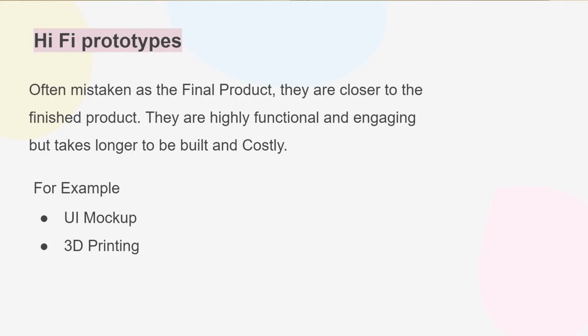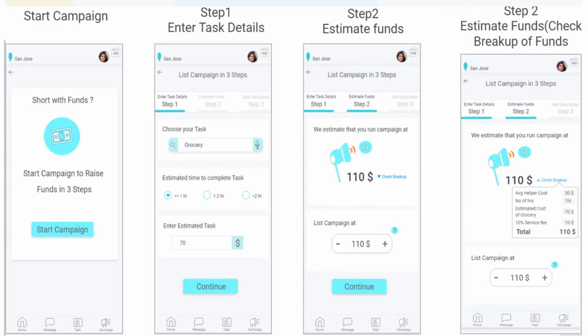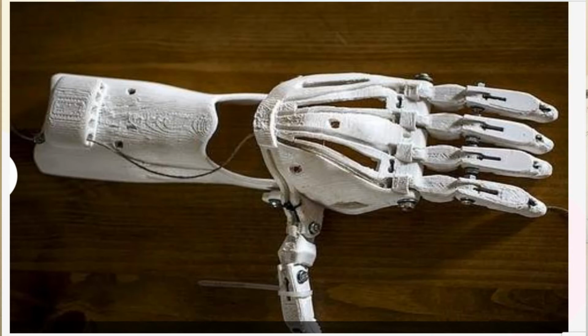Your high fidelity prototypes are often mistaken as the final product. They are closer to the finished product; they are highly functional and engaging, but take longer to build and are costly. For example, you can see on the screen a UI mockup for one of the applications that I created with the help of Adobe XD. We also have a high fidelity 3D mockup. A 3D mockup is a 3-dimensional digital model, typically made by laying down many thin layers of a material in succession.